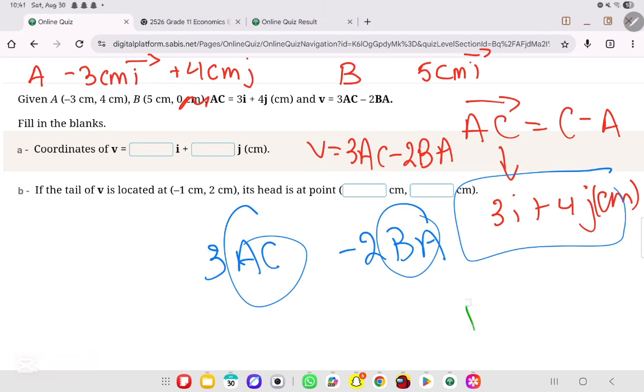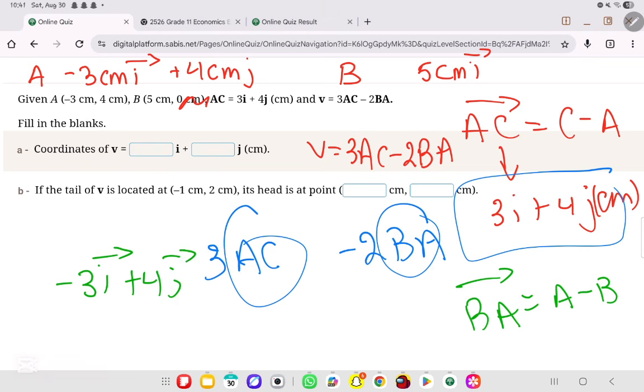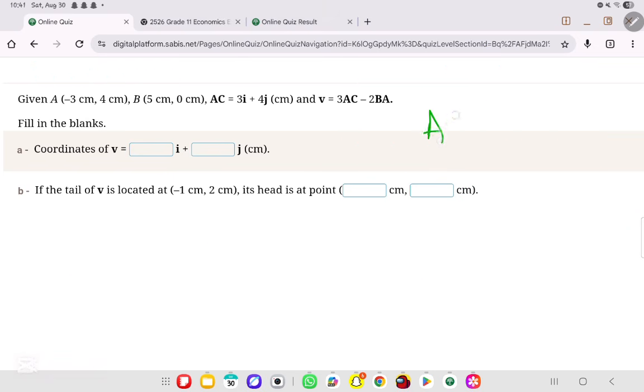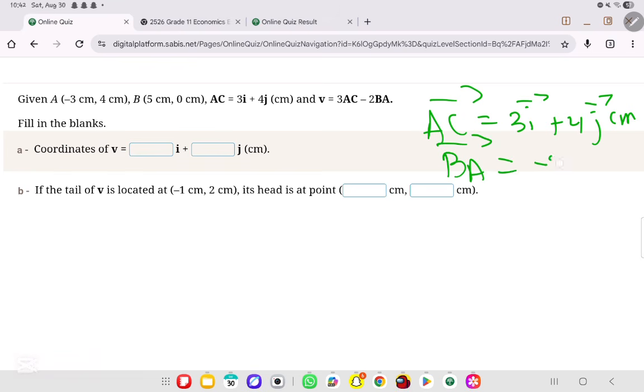Very simply. BA is equal to A minus B, because it's the second minus the first, or the last minus the first. So it's going to be minus 3i plus 4j, minus 5i, and then there's no j. So you will get minus 8i plus 4j. Now we have AC, which is 3i plus 4j centimeter, and BA, which is minus 8i plus 4j centimeter.